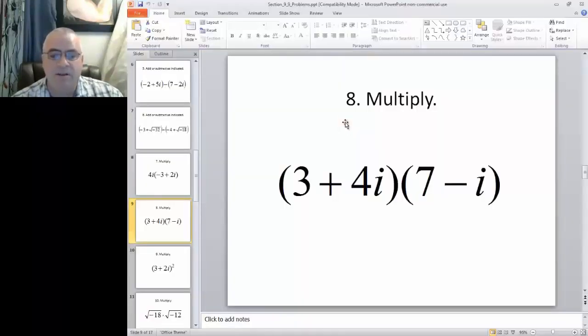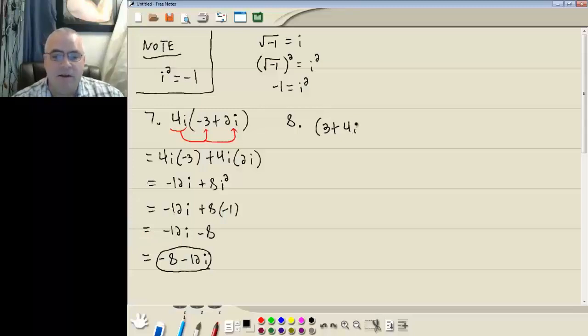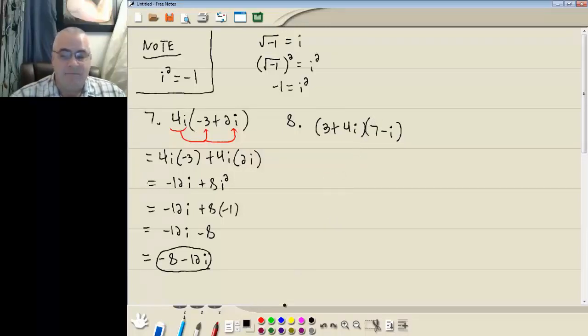We've got 3 plus 4i times 7 minus i. Now, again, think of the i's instead of being imaginary. Think of them as a variable for now. We would FOIL this, multiply everything together. So we're going to take this 3 here. We'll multiply it times the 7 and times the negative i. And we'll take the 4i and multiply it times the 7 and times the negative i. So we take each term over here times every term in the second set of parentheses.